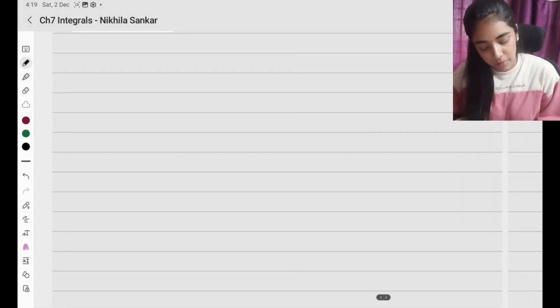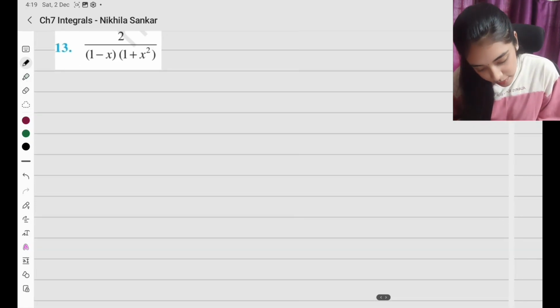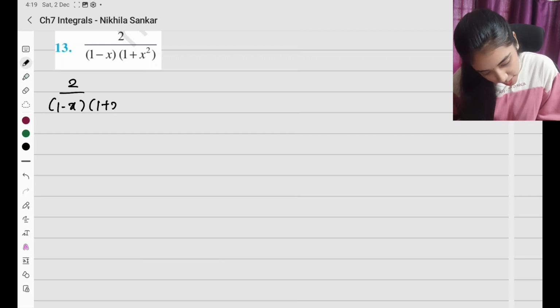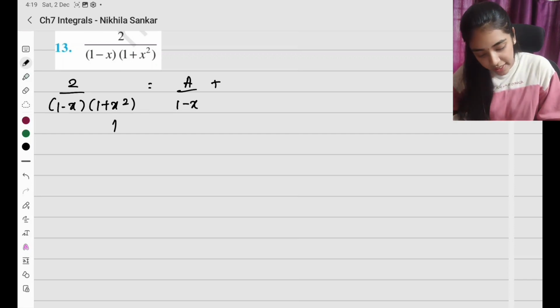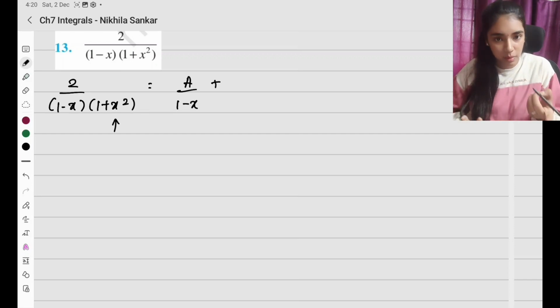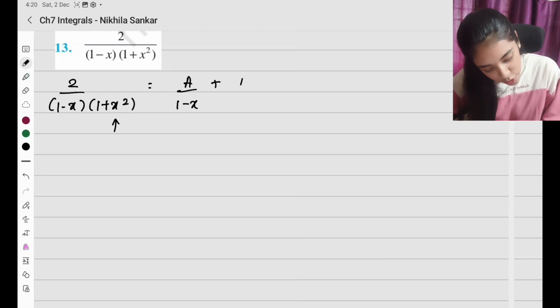Question number 13. When I split it, I have 2 divided by (1 minus x) times (1 plus x square). This is going to be A divided by (1 minus x) plus, here I have a quadratic that I know I cannot further simplify. Can you write it as a plus b into a minus b? You can't write that. So you basically have (bx plus c) divided by (1 plus x square).